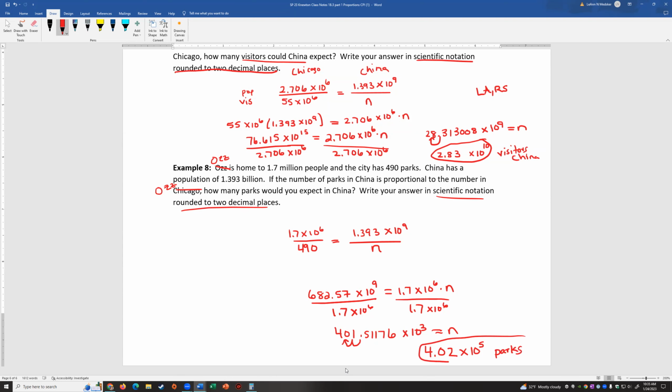Now, obviously in the real world, you would want to actually tell people what that is. That's what, move that 5 places to the right. That's going to be 402,000 parks in China if it was proportionate to Oz. So yeah, this is just making sure we practice with scientific notation.